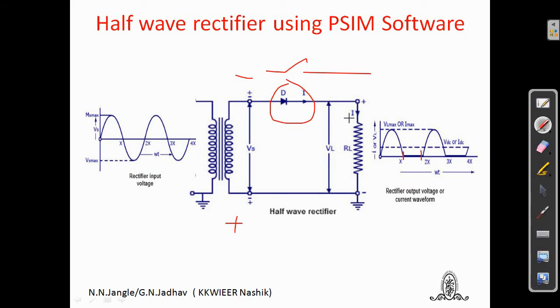Thus the output voltage developed across the load resistance RL is a series of positive half cycles of alternating voltage with intervening very small constant negative voltage level. It is obvious from the figure that the output is not a steady DC but only a pulsating DC. See here, it is a pulsating DC. Since only half cycle of the input wave is used, it is called a half wave rectifier. So this is about the working of the half wave rectifier.